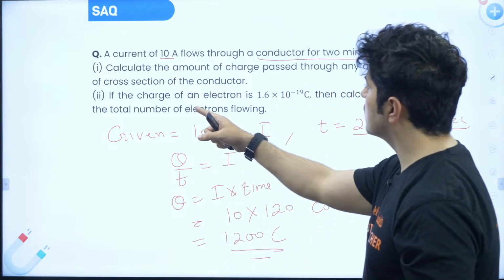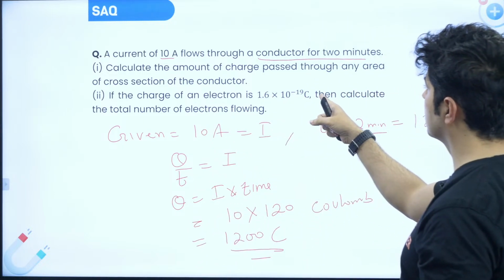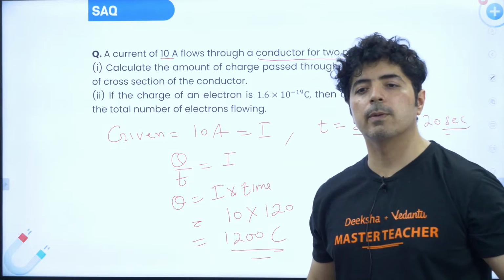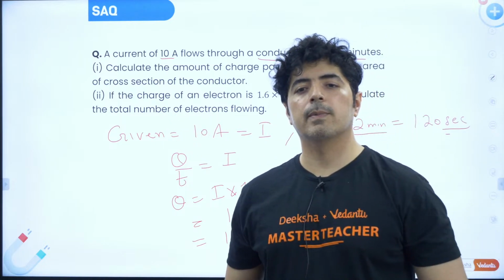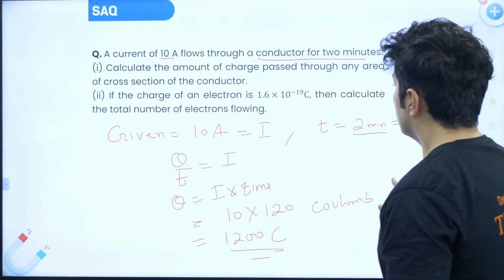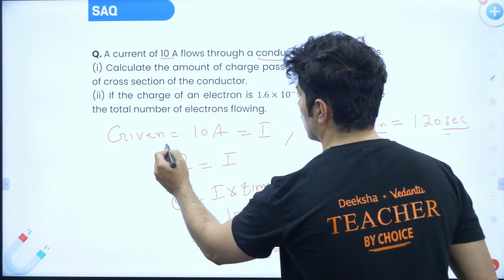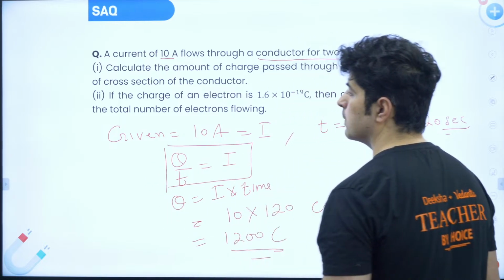So this says, if the charge of an electron is this much, then calculate the total number of electrons. Now, how to do this problem? We know that also. So this is one formula, guys. Q by T is equal to I, charge by time.